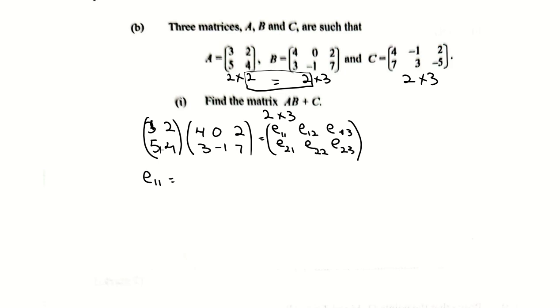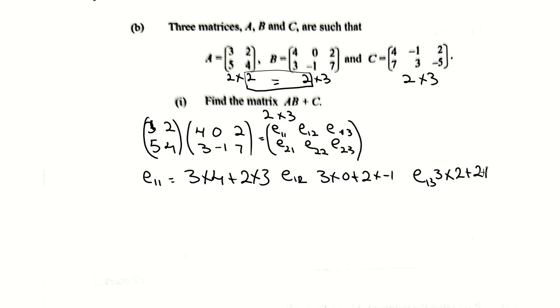So E11 is row 1 by column 1. That's 3 by 4 plus 2 by 3. E12 is row 1 by column 2. That's 3 by 0 plus 2 by negative 1. And E13 is row 1 by column 3. That's 3 by 2 plus 2 by 7.